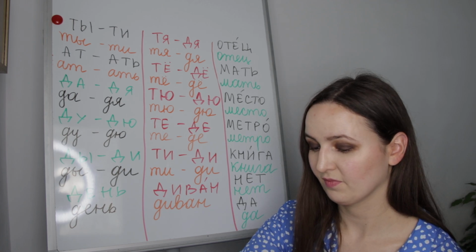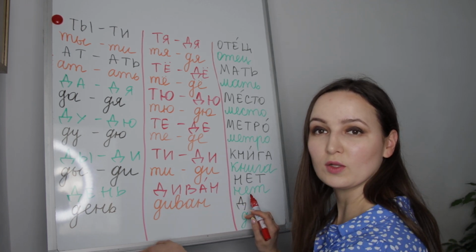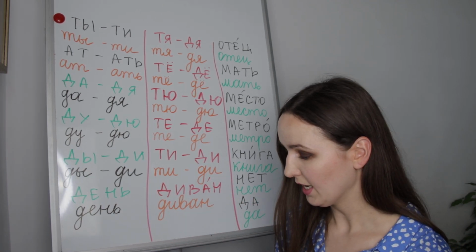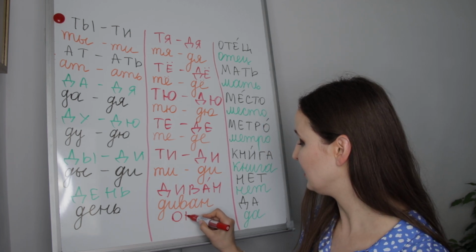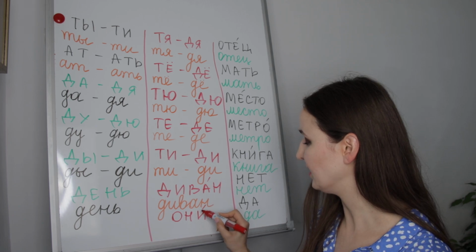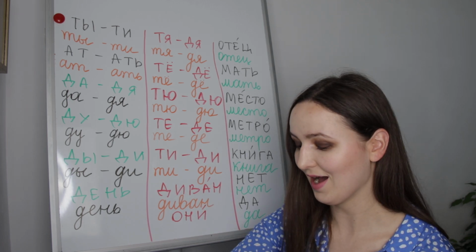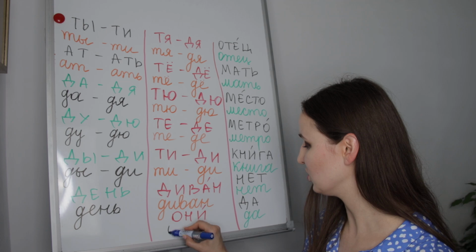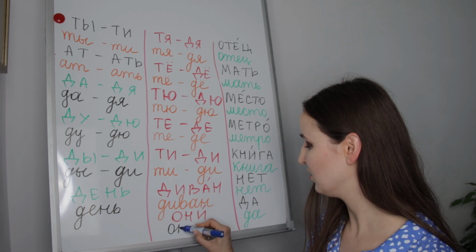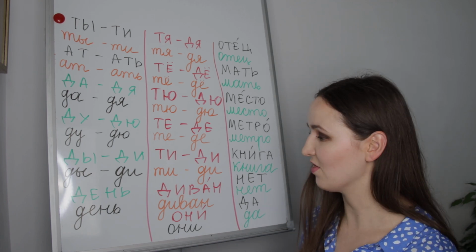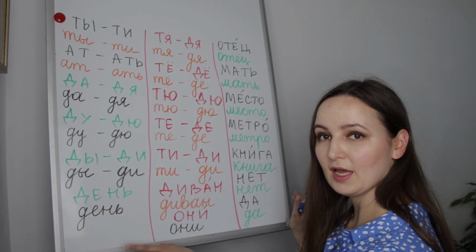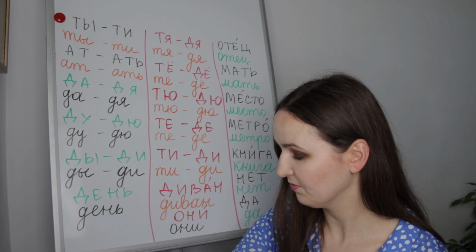Okay, let's write one more word here. And it is они. Они means they. Давайте напишем. Они. They.